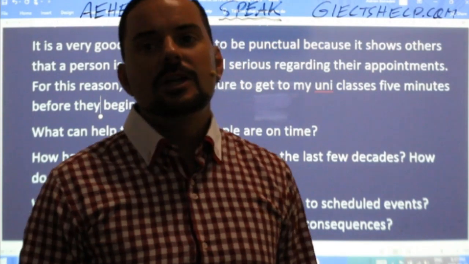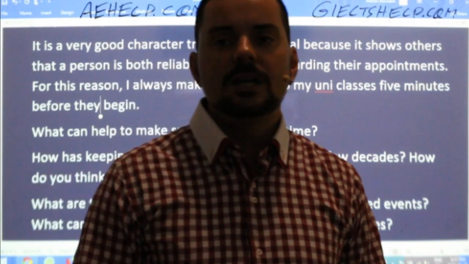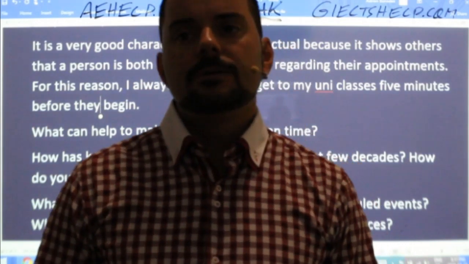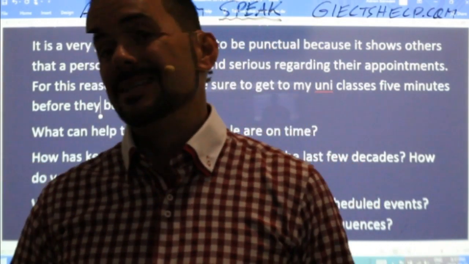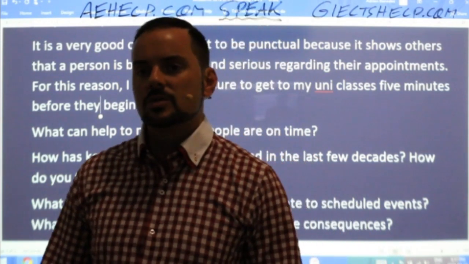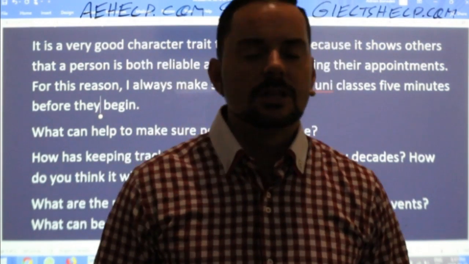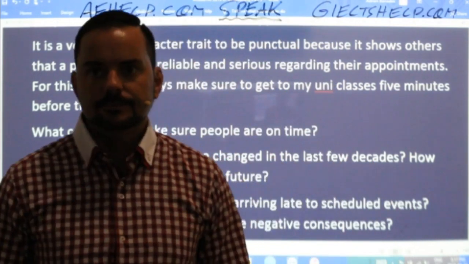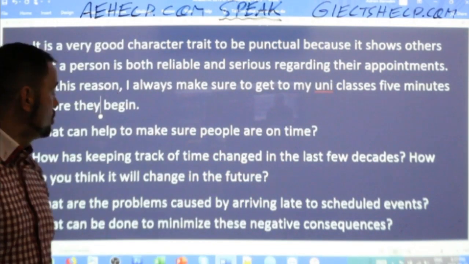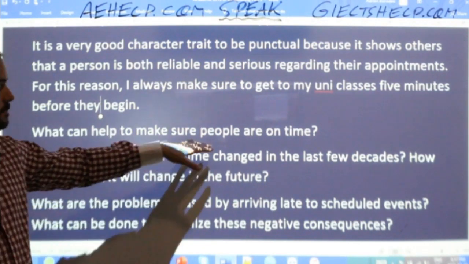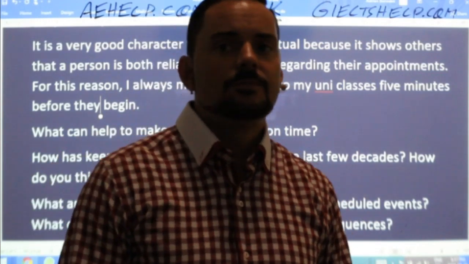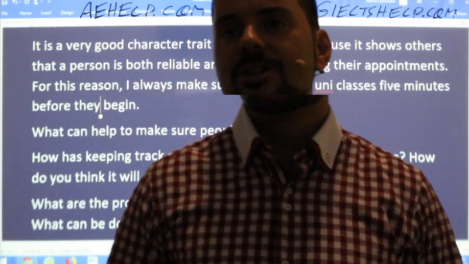So "uni," Balaji, means university. It's kind of an Australian expression. You'll hear Australians and New Zealanders say "uni," I think in the UK as well. We tend to say university in the US and Canada, but we understand it, okay? All right, so follow-up question. What can help to make sure people are on time? It's a good one. Don't be surprised if you get that kind of a question coming right after.